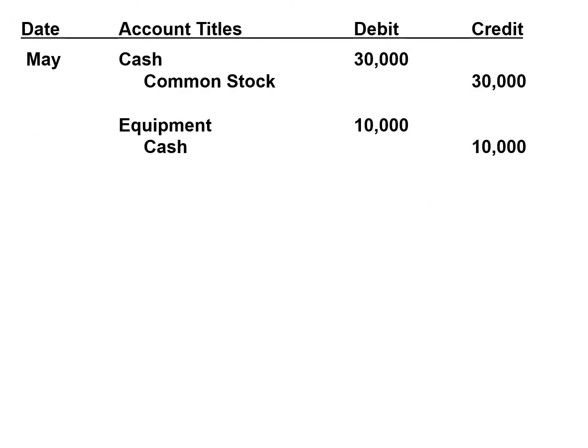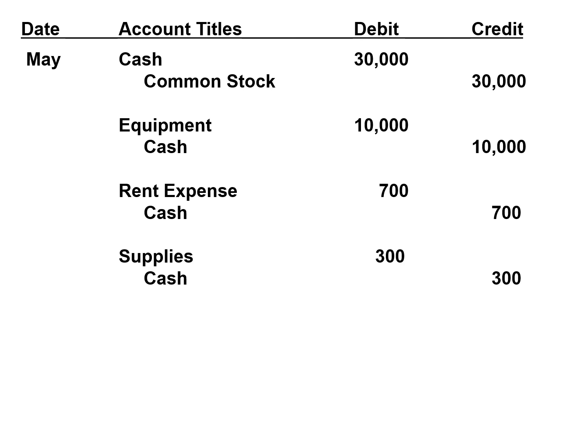In transaction number 3, they paid cash for their rent. So I want you to debit rent expense and credit cash. They also, in transaction 4, purchased supplies. So I want you to debit supplies and credit cash. Transaction number 5, they are purchasing advertising, and it is on account. So you're going to debit advertising expense.